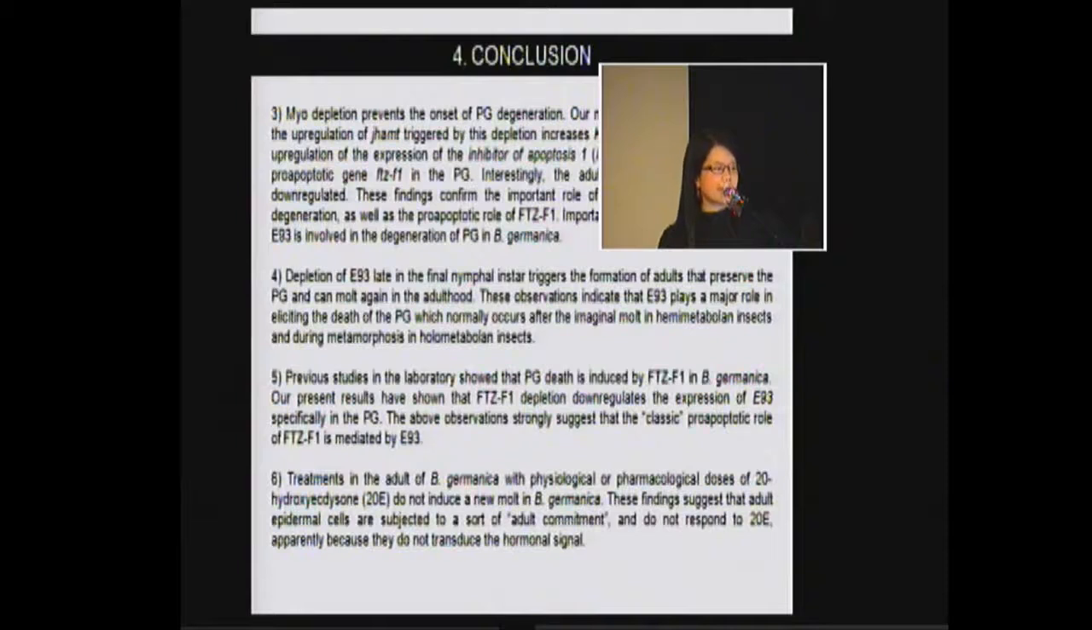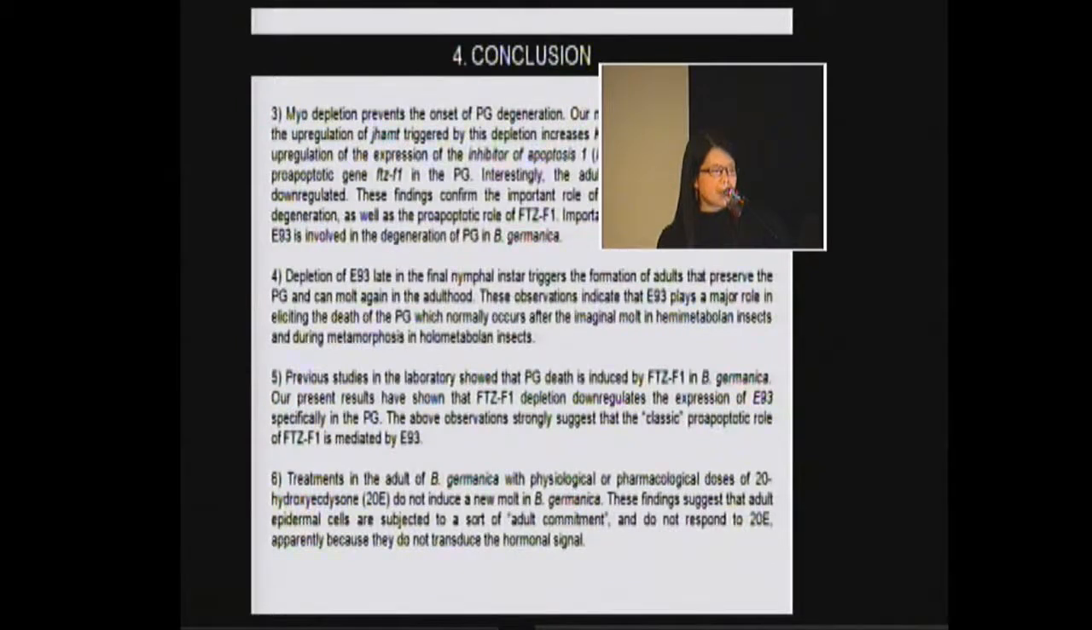Fourth, depletion of E93 late in the final nymphal instar triggers the formation of adults that preserve the prothoracic gland and can molt again in adulthood. These observations indicate that E93 plays a major role in eliciting the death of the prothoracic gland, which normally occurs after the imaginal molt in hemimetabolan insects and during metamorphosis in holometabolan insects.